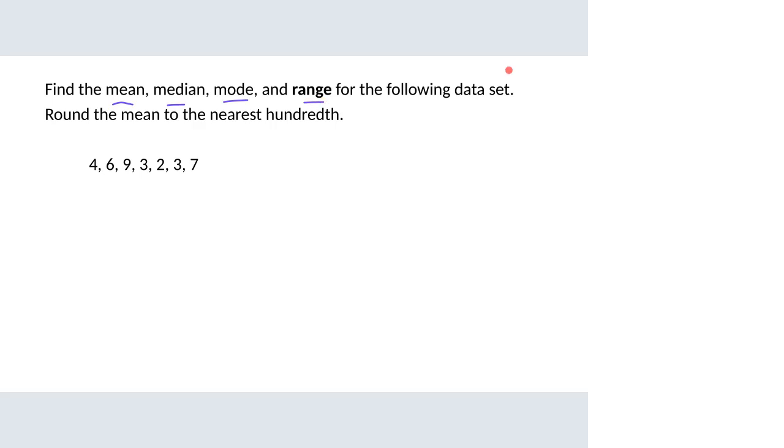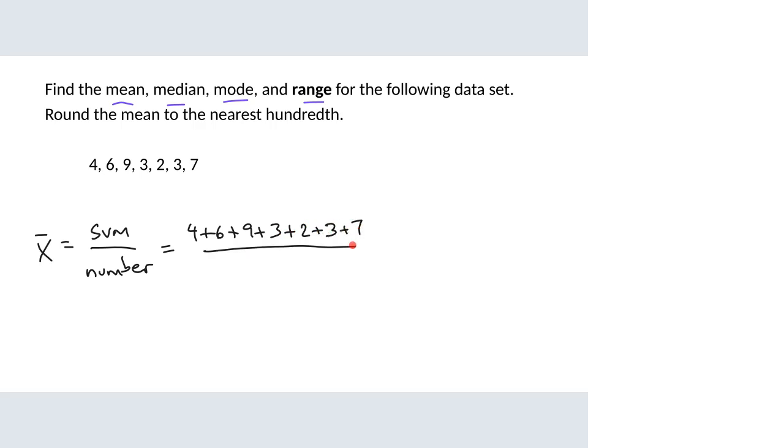Our mean here, if I want to find x bar, that's the sum of the data points divided by the number of data points. So I'm going to add them all up and divide by how many there are. So that's 4 plus 6 plus 9 plus 3 plus 2 plus 3 plus 7. We're just adding them all up, and then we'll divide by, let's see, I have 1, 2, 3, 4, 5, 6, 7 data points here. I have 7 data points, so we'll divide by 7. Add them all up and divide by how many there are.